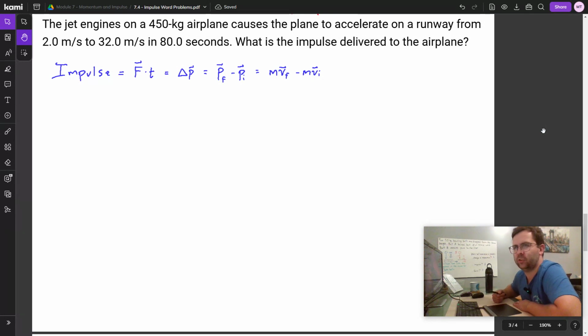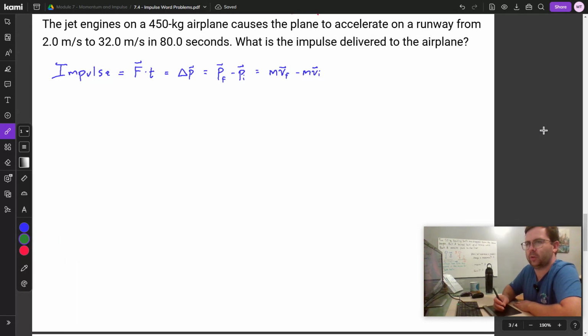Our problem says the jet engines on a 450 kilogram airplane cause the plane to accelerate on a runway from 2.0 meters per second to 32.0 meters per second in 80.0 seconds. What is the impulse delivered to the airplane?